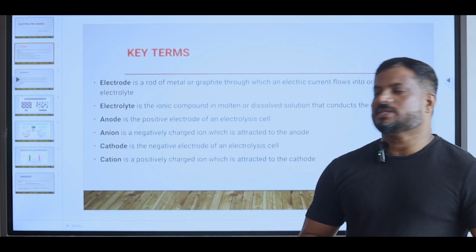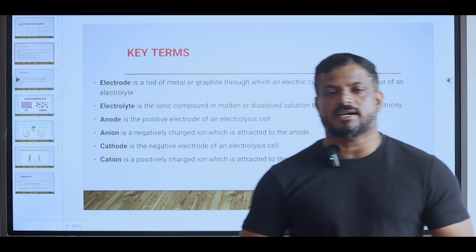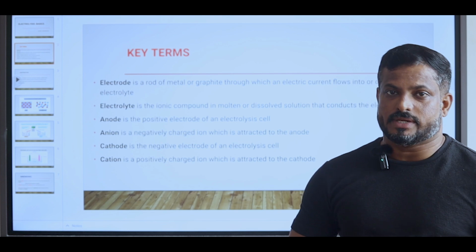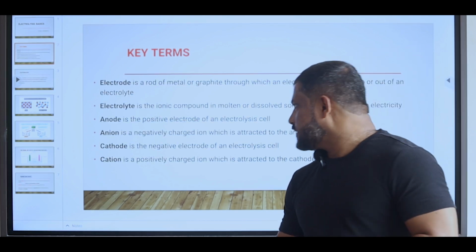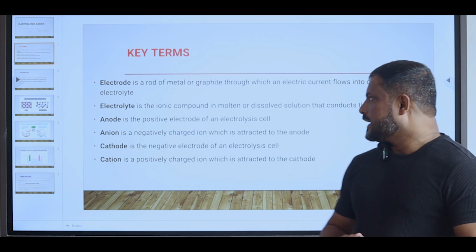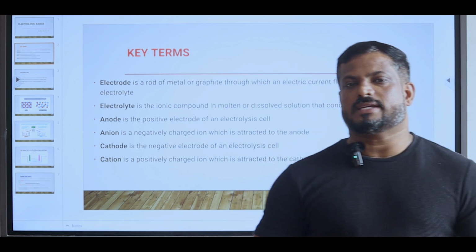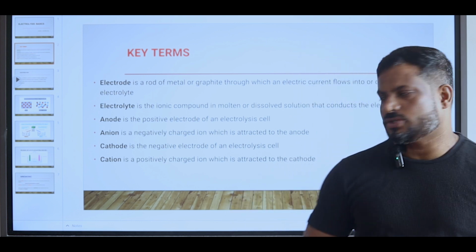Anode, it is a positive electrode. Anion, negatively charged ions that are attracted towards the positive electrode. Cathode is a negative electrode. Cation, positively charged ions that are attracted towards the negative electrode.